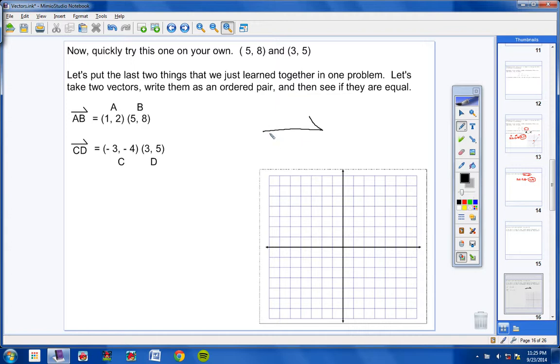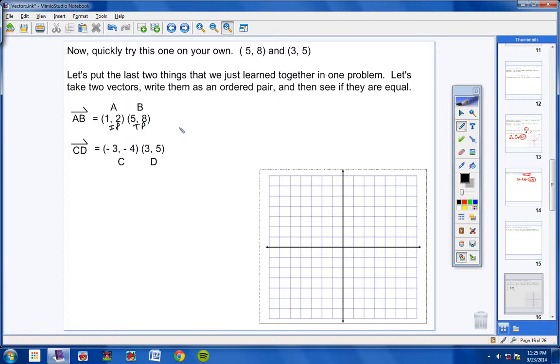This line here, students, that has a half an arrow on it, that's the symbol for vector, okay? So when you see that symbol above the AB, that means vector AB. Vector AB has point A, (1, 2), and point B, (5, 8). Vector CD has point C, (-3, -4), and point D, (3, 5). Now, we're going to assume the first point is our initial point, and the second point is our terminal point.